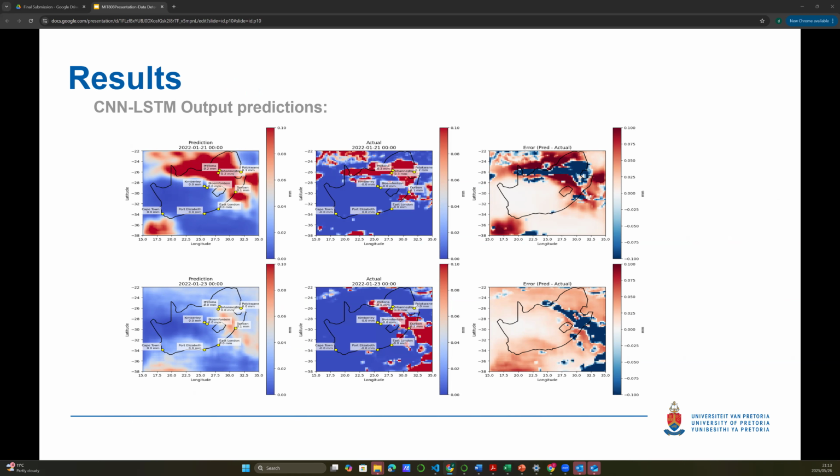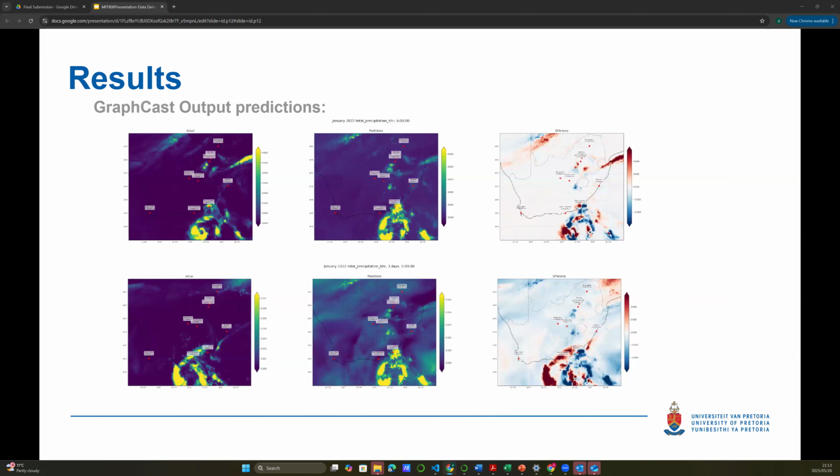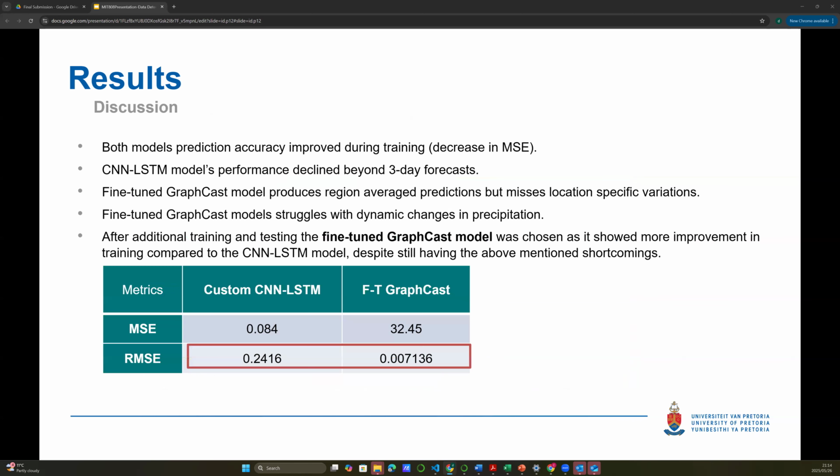the model's predictions. This slide displays the day 1 and day 3 forecast results from the fine-tuned GraphCast model. GraphCast also demonstrates high accuracy on the first forecast. However, it tends to produce increasingly smooth or average predictions over time. As the forecast horizon extends, the model struggles to capture dynamic spatial shifts in rainfall patterns.